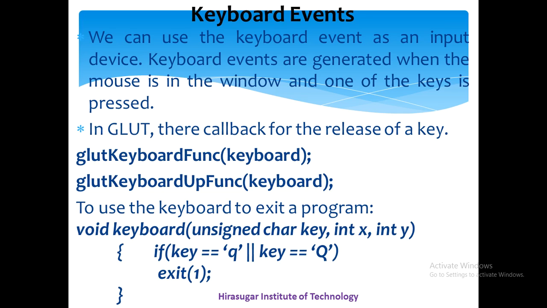To use the keyboard to exit a program, again I want to write the same program, and I want to exit from the program. If I press Q, capital Q or small q, from my keyboard, I would like to terminate my program. This is the program definition, for that I have written code here. Like that, any button, any operation, whatever you want to do, you write the program by using those.